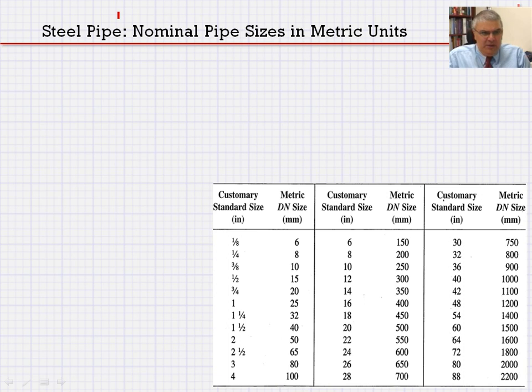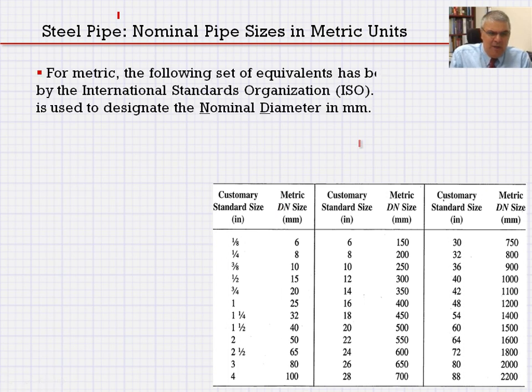So the nominal pipe sizes are given in US customary. What if we want to convert them into metric units? The table also gives a metric DN size. That's the nominal dimension or nominal diameter, but it's switched. DN is diameter nominal. Actually, that's why it's shown as DN.